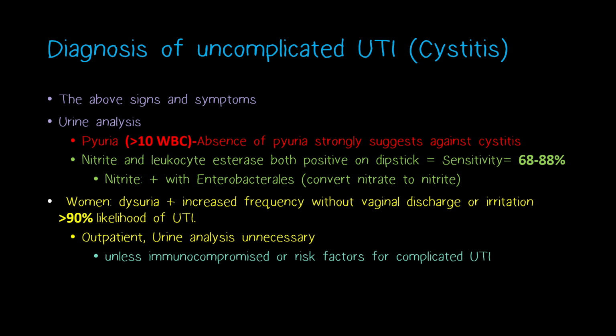In women, in the presence of dysuria and also increased frequency without vaginal discharge or irritation, the likelihood of urinary tract infection is more than 90%. So in these patients, we don't need to do urine analysis unless there is some immune compromise or risk factors for complicated urinary tract infection, which we will see in the next slides.